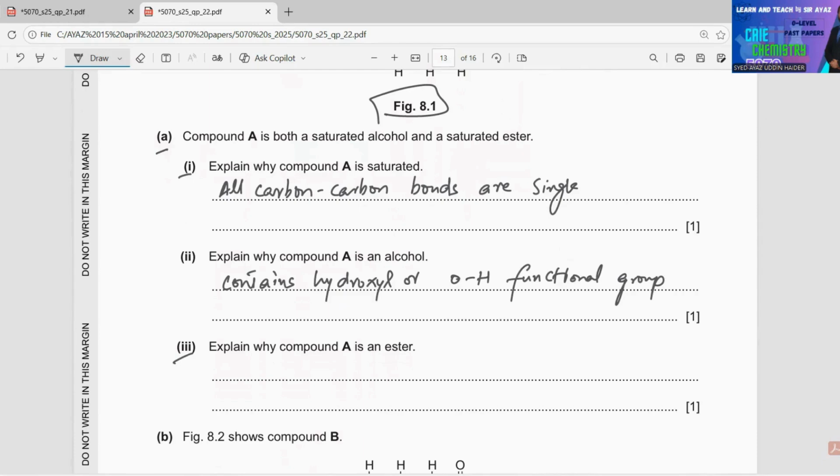Part 3, explain why compound A is an ester. So it contains ester linkage. This is the ester linkage. See the double bond O linkage. So you write like this.